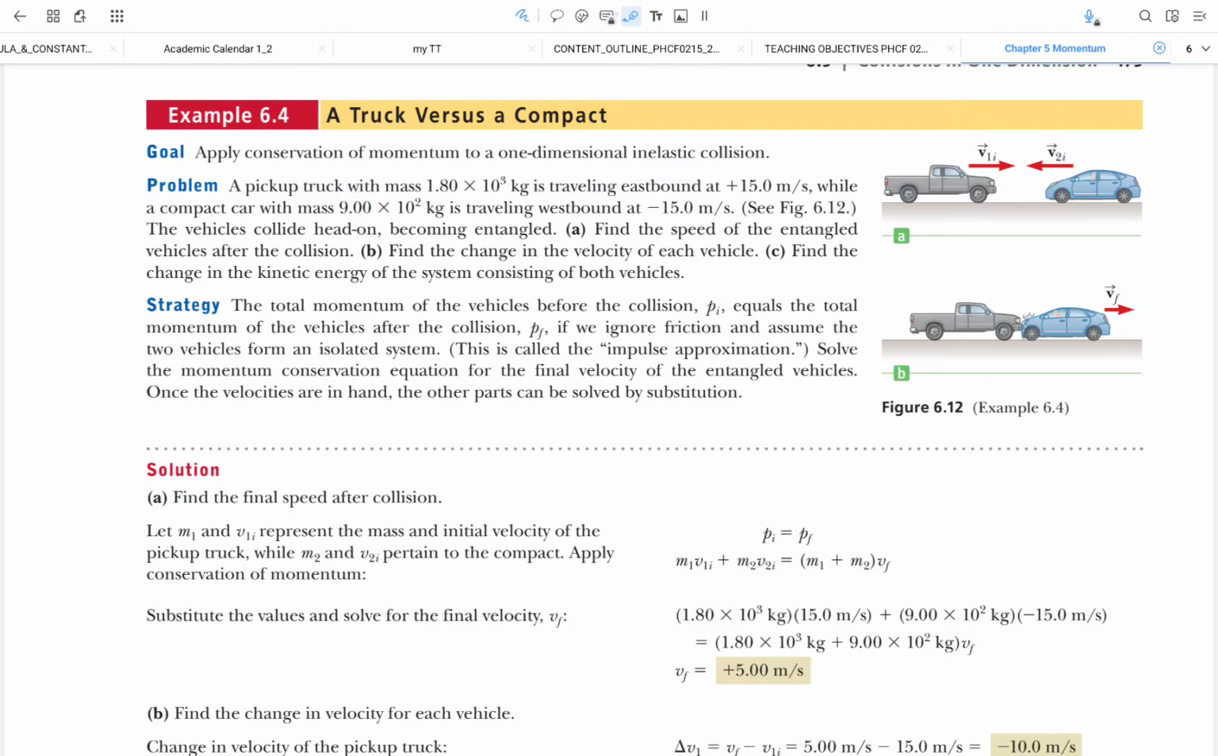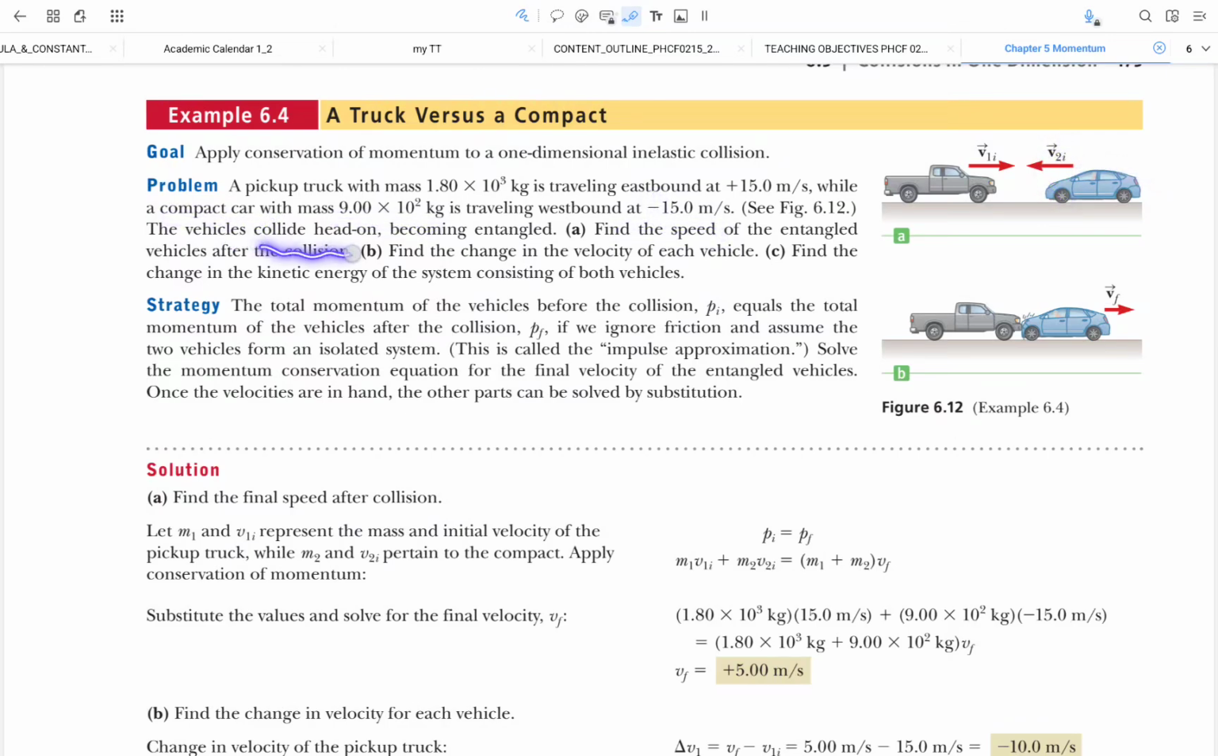Now a pickup truck, which has a bigger mass of 1800, is traveling to the east with a velocity of positive 15 meter per second. East, kanan lah. While another smaller compact car, in fact half of the mass of the truck, 900, is traveling in the opposite direction, west. Opposite direction, arah kiri. So negative is to be considered.